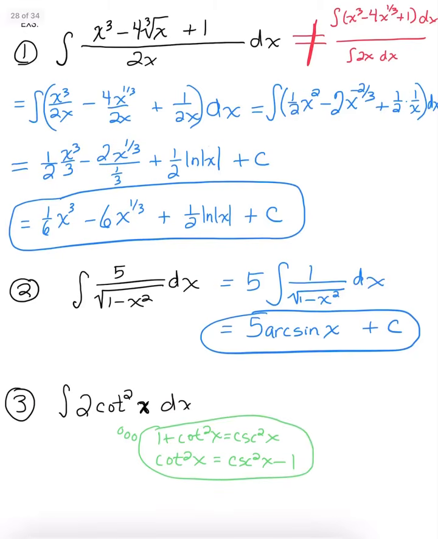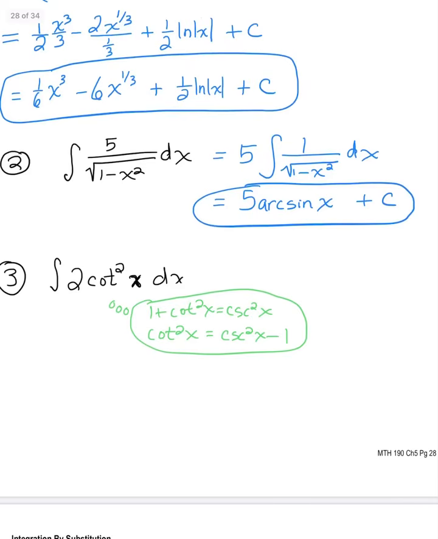So now we can go back to where we're working here, and you can think of the 2 just as a multiple. In fact, you can bring constant multiples out in front of the whole indefinite integral. And then we're going to replace our cotangent squared with the cosecant squared of x minus 1 dx.